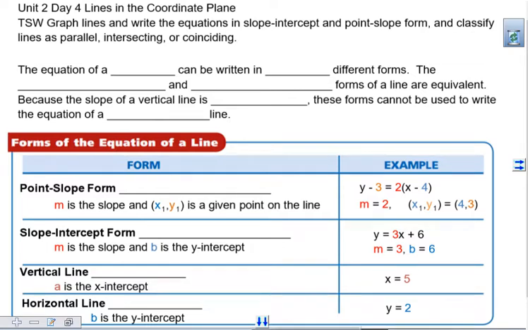Today we are working on lines in the coordinate plane. So the equation of a line can be written several different ways. The two that we are going to focus on today are point-slope form and slope-intercept form.